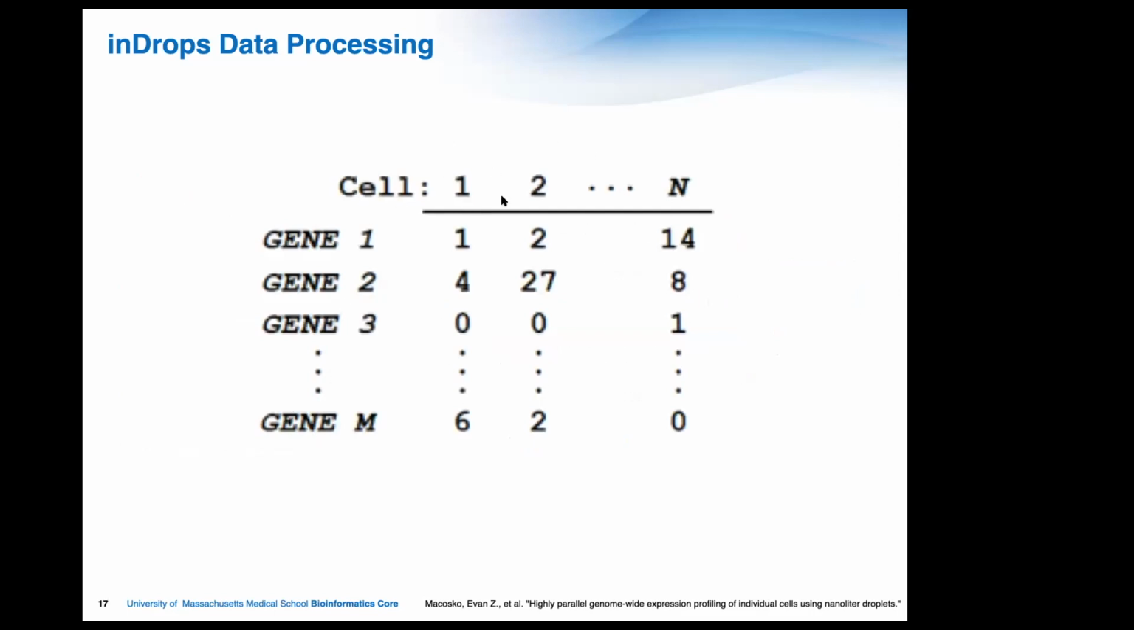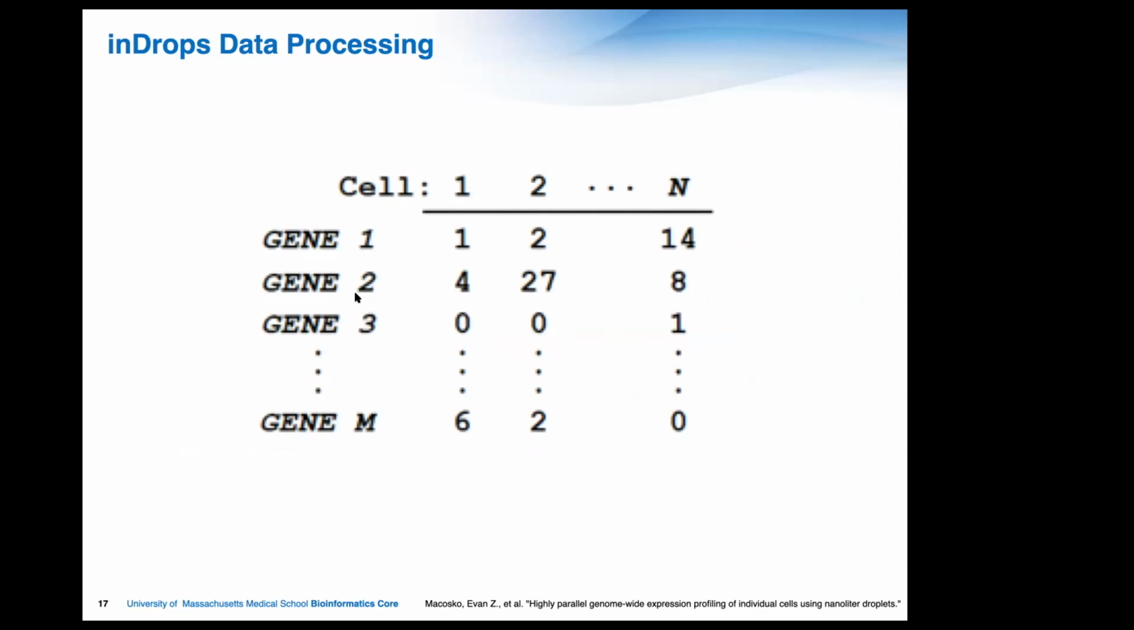I'm sorry for the quality here. I guess I blew this one up a little bit too much. But this is what a digital gene expression matrix would look like, or a UMI table, you might hear it called. You have columns, which are cells. So this is all of the single cells that were in your experiment. And you have rows that are genes.